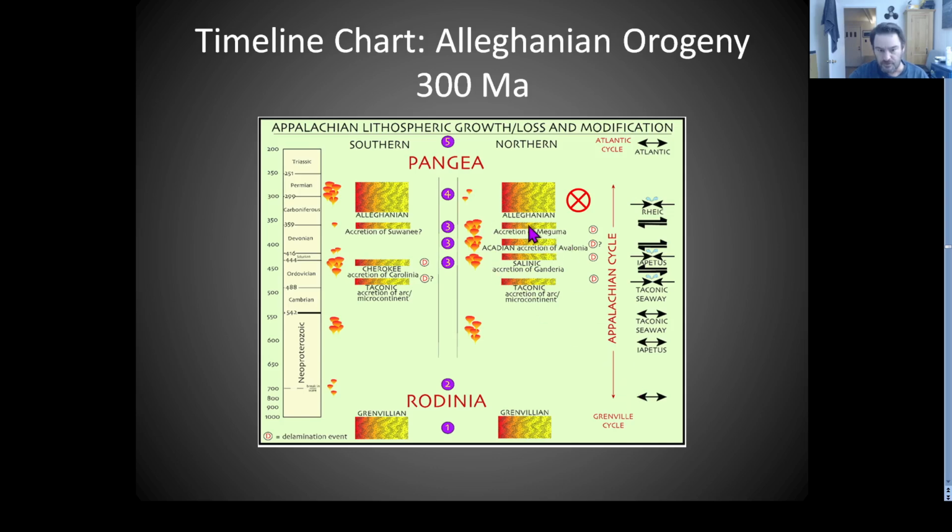So you can see in the timeline, Acadian was about 400 to 365, Maguma slightly after, and then the Alleghenian starts out about 335 to about, I don't know, 260 maybe. You have the Grenville cycle, you have the spreading of the Iapetus, the Taconic Seaway, Iapetus beginning to close. Iapetus does close. You get strike slip faulting through New England through shearing. Again, it goes one way at first and then turns around and goes the opposite way, at least we think.